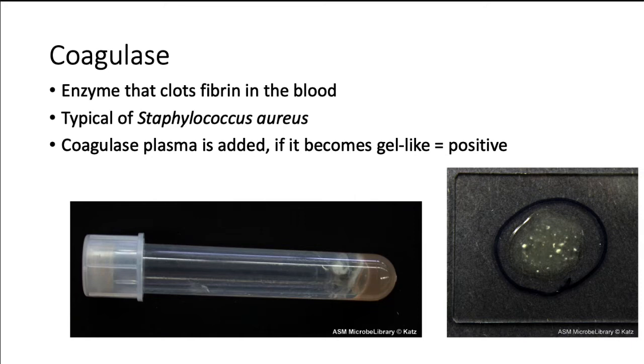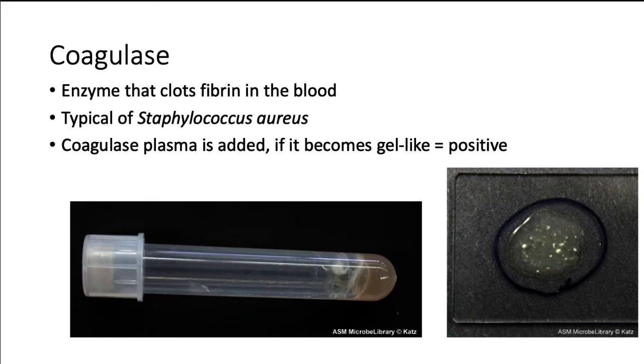Coagulase tests for the presence of an enzyme called coagulase. Coagulase clots fibrin in the blood. If you have a bacterium that is in the blood, that bacterium could be attacked by the immune system. But if it clots the fibrin, a little bit like replicating what would happen during blood clotting, that produces a protective cocoon around the bacterium. So coagulase positivity means that that bacterium is more harmful because it can hide from the immune system. This is very typical of Staphylococcus aureus.